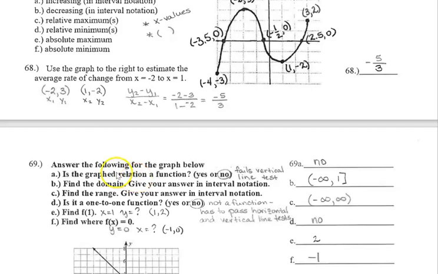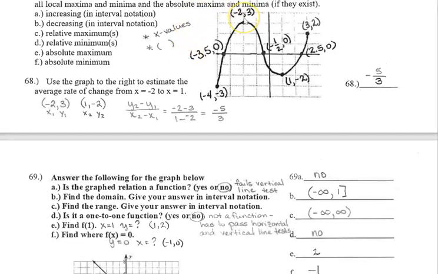All right, then for 68, they want us to use the graph to find the average rate of change from -2 to 1. They gave me two x values. I need the y values to go along with them, because average rate of change is just slope, so I need two ordered pairs. When x is equal to -2, y is 3. There's my first point. And when x is equal to 1, y is -2. There's my second point. So I'm going to do y2 minus y1 over x2 minus x1, and that gives us -5/3 for our average rate of change.